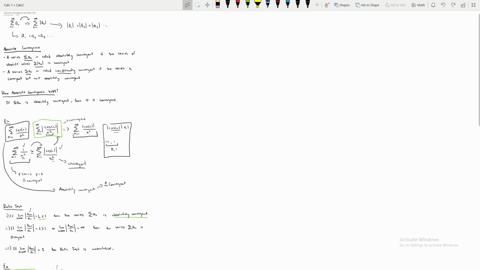So that's it for this lesson on absolute convergence and the ratio test. They're both really useful tools to help us determine whether a series is convergent or divergent. And again, my suggestion is if you don't know how to approach a series, try the ratio test as your number one go-to.